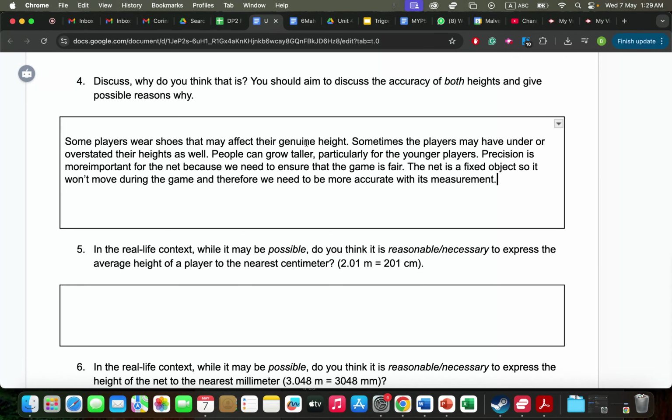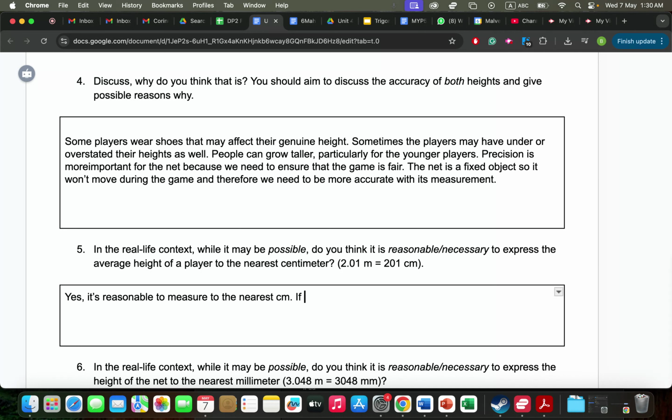It says that in the real life context, while it may be possible, do you think it's reasonable or necessary to express the average height of a player to the nearest centimeter? What has been given to us was in meters, but now this question is asking, would it be reasonable for us to express the height to the nearest centimeter? Yeah, I think absolutely it is definitely reasonable to measure to the nearest centimeter.